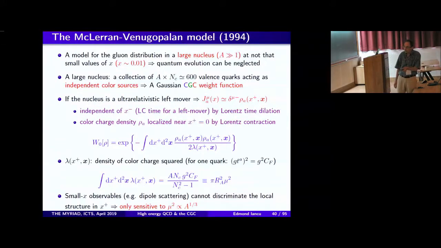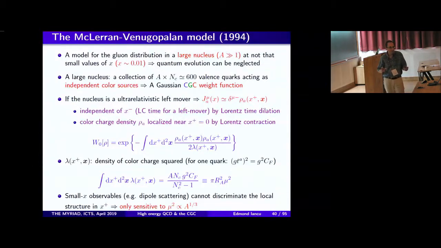Okay, so as I just mentioned, the smallest observables cannot discriminate the local structure in X plus. They are going to be sensitive to mu squared. And mu squared goes like A to the power 1/3. Because this is a quantity which goes like A, it's the total color charge squared of all the valence quarks, and the number of valence quarks is proportional to A, but the area squared of the nucleus in the transverse plane goes like A to the power 2/3.